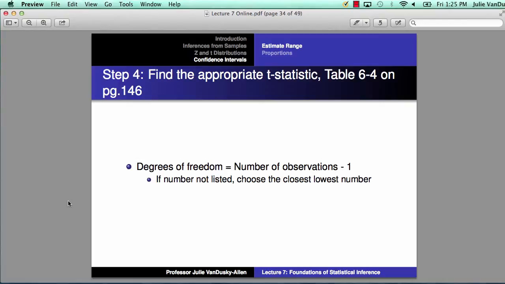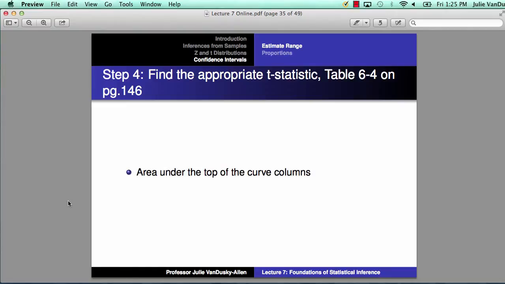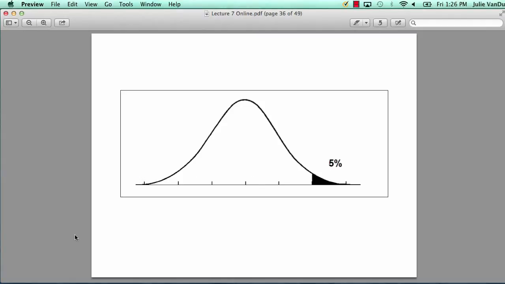On the left-hand column is your degree of freedom rows. There you will find the row that corresponds to the value of your degrees of freedom. If the value is not listed, you choose the closest lowest number. After you choose the right row, you must find the right column. The column headings tell you the percentage of cases under the top portion of the t-distribution curve. So for the 0.05 column, it is 0.05 or 5% in the upper part of the curve.